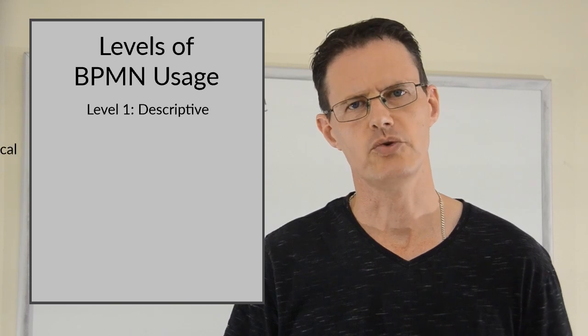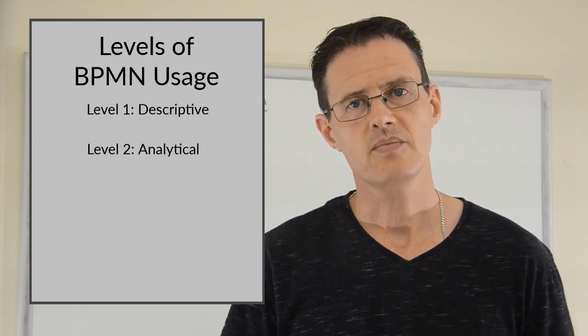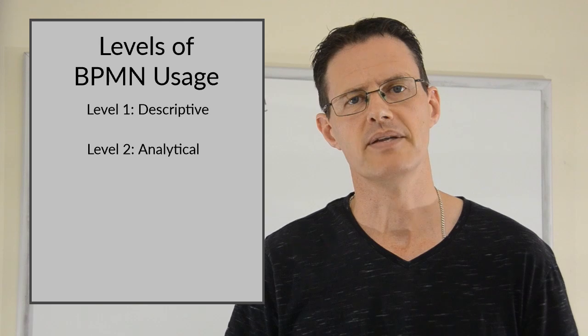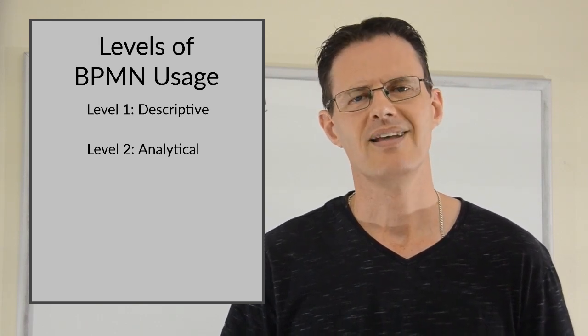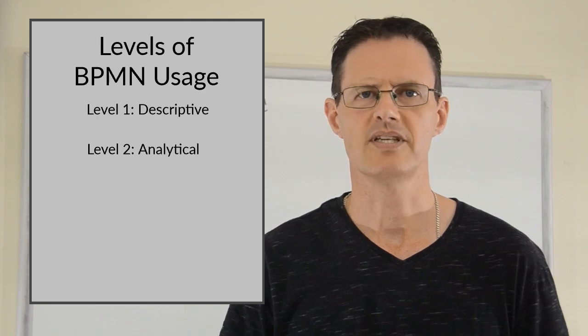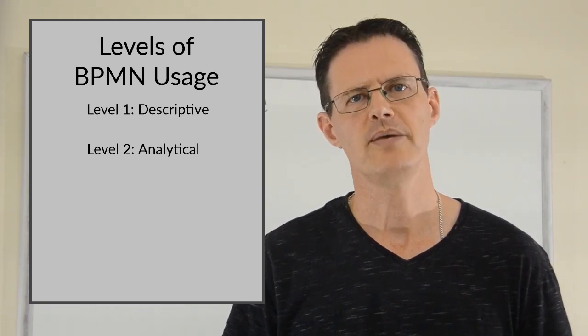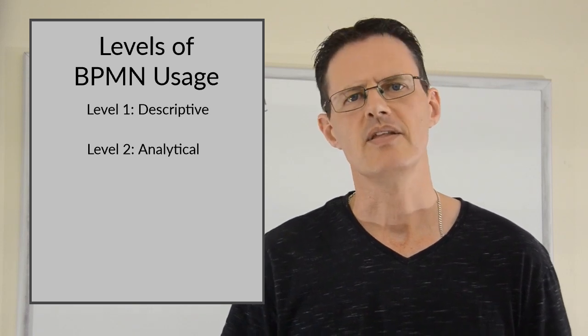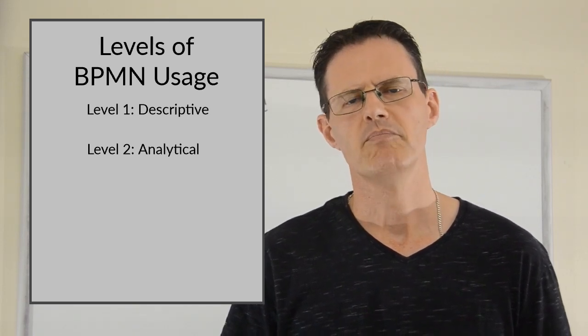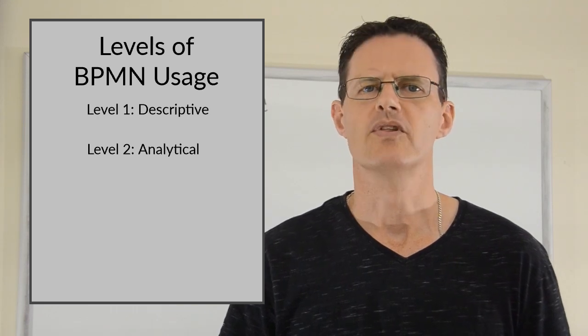Then we have level 2, which is analytical modelling. Here, we leverage the full power of BPMN to precisely describe the activity flow, including exception paths that are crucial for key performance indicators. Level 2 models follow BPMN's defined semantics, making them detailed and insightful. These models are not executable, but provide a deep understanding of the business process.